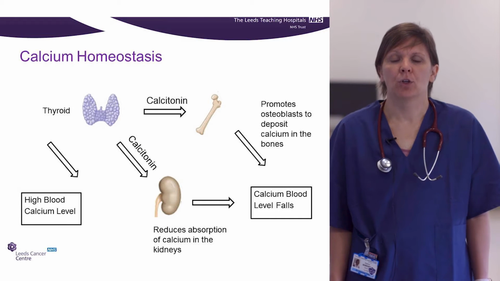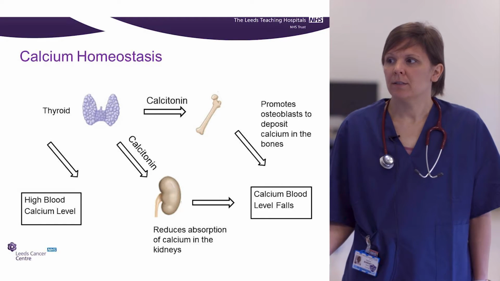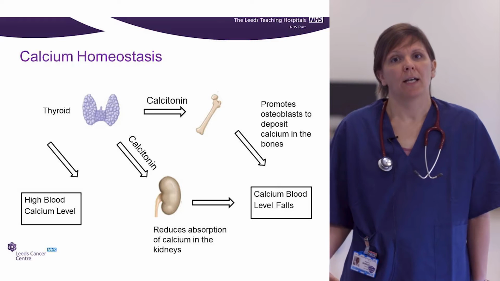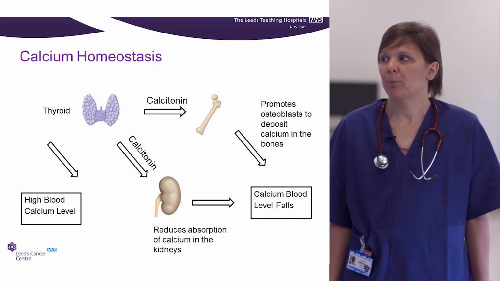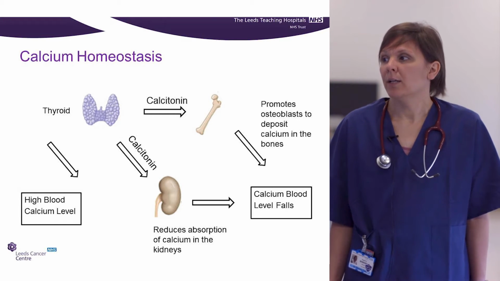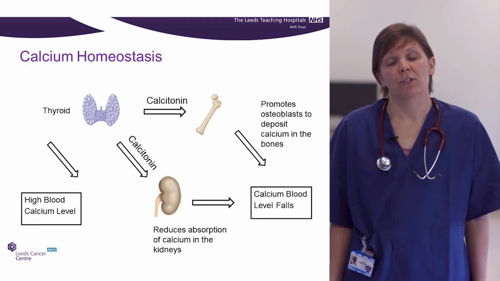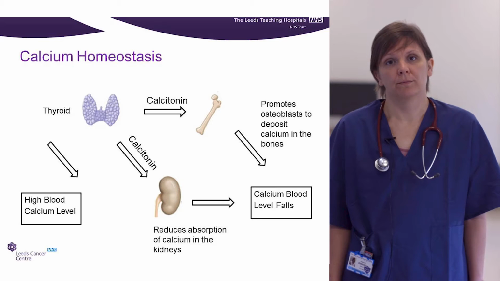What is normal calcium homeostasis? So, your thyroid gland recognises that you have a high blood calcium level. It then releases calcitonin, and that promotes the osteoblasts to deposit calcium within the bones. It also reduces absorption of calcium from the kidneys, and therefore your calcium blood levels fall.